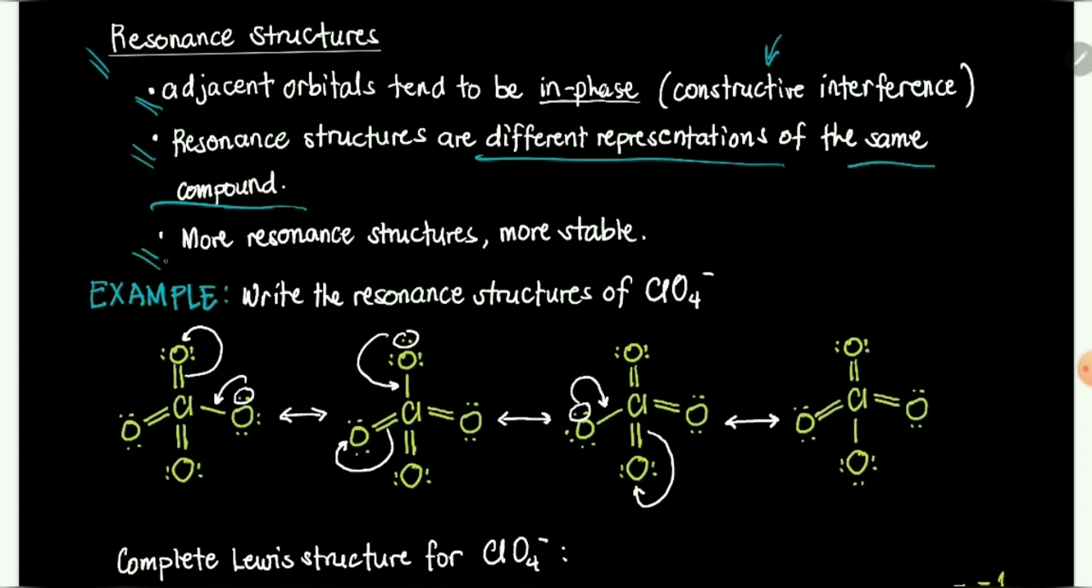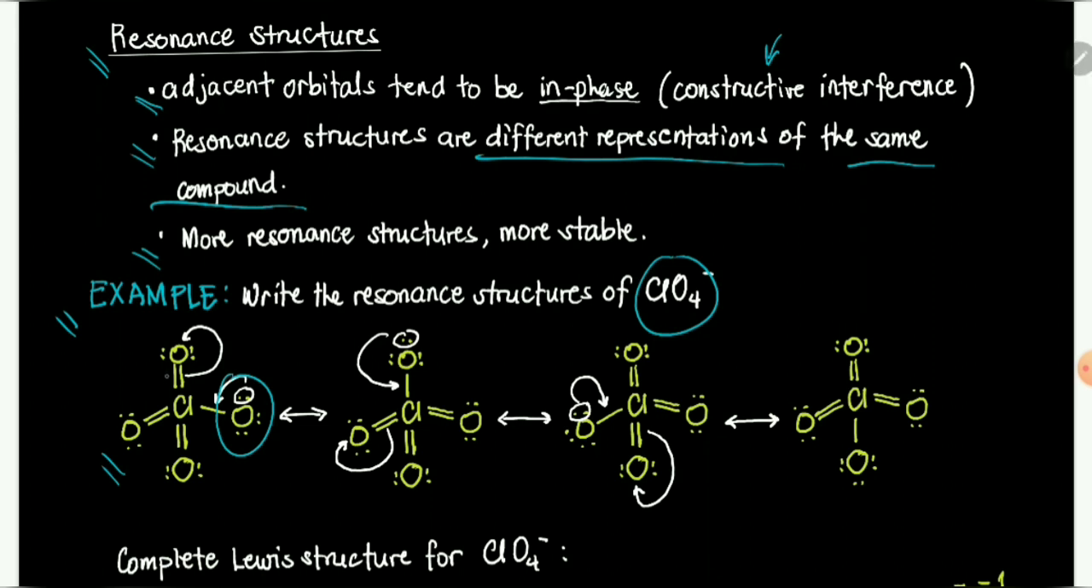So, more resonance structures, more stable. Kasi mas nakapag-travel yung electron mo throughout the molecule. So, ibig sabihin, mas nasa-stabilize yung ating electron. Okay? So, as an example, write the resonance structures of the perchlorate anion. So makikita nyo dito na since pare-pareho lang naman silang chlorine-oxygen bonds, yung mga single bonds na may formal charge na negative 1, pwedeng mag-donate ng electron dun sa chlorine para magkaroon siya ng 0 na formal charge.